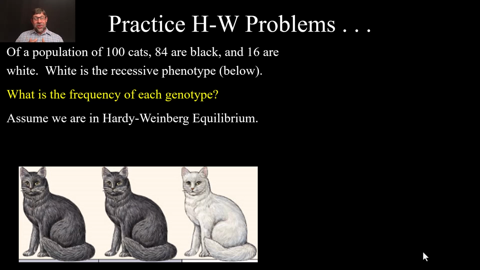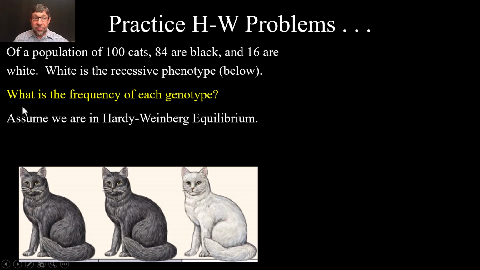Okay, so much to your dismay or perhaps delight, your neighbor has cats, a lot of cats. They have 100 cats to be exact, 84 of which are black and 16 are white. White is the recessive phenotype on this gene. So right out of the gates, the word problem is identifying the recessive phenotype. Okay, so that's really important.